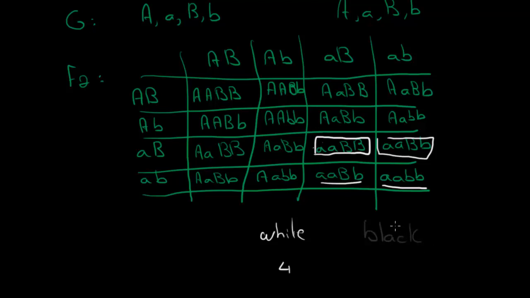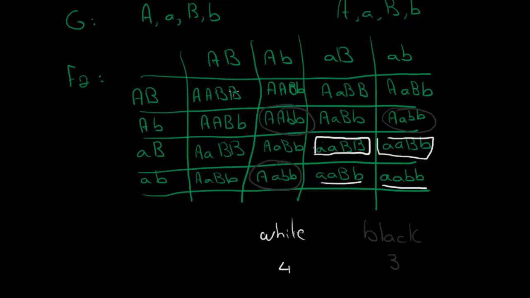To identify the black ones, we have to look for the ones that are homozygous recessive for the B gene. So we have one here, one here, and one here. So we have 3 mice that will have a black coat.